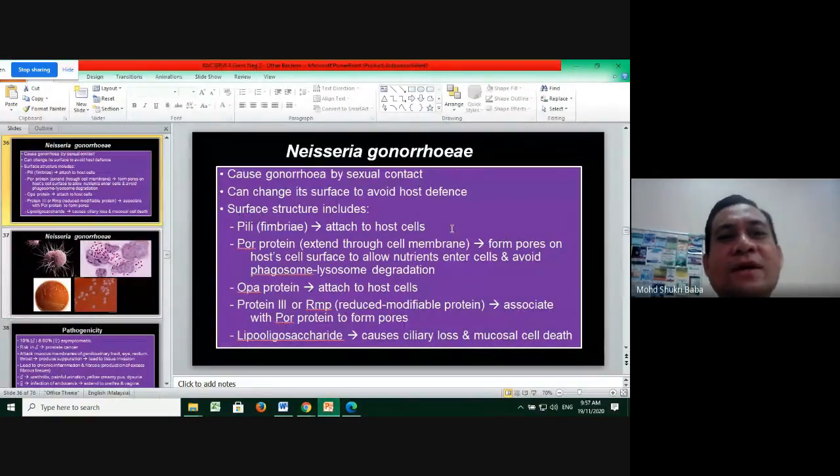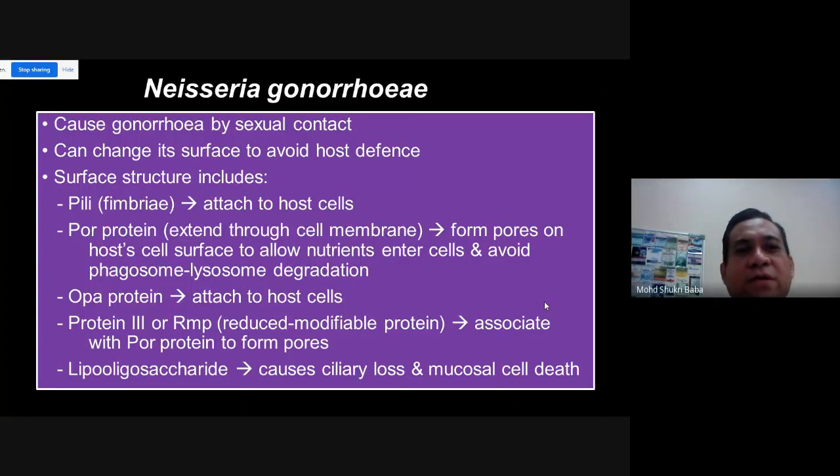Okay, Neisseria, the first species is gonorrhoeae. Neisseria gonorrhoeae can cause gonorrhea by sexual contact. They can change their surface to avoid the host defense. Surface structures include pili, which are fimbriae to attach to the host cell. They have porin protein, which extends through the cell membrane to form pores on the host cell surface to allow nutrients into the cells and avoid phagosome-lysosome degradation.